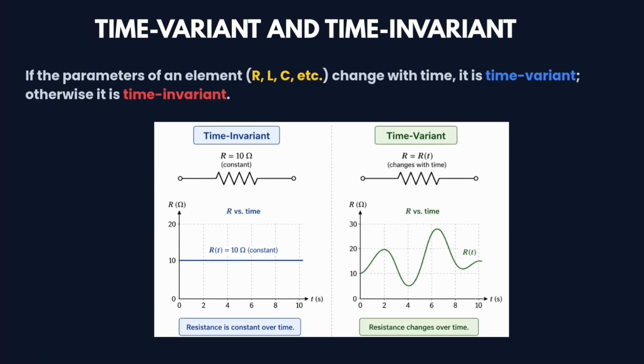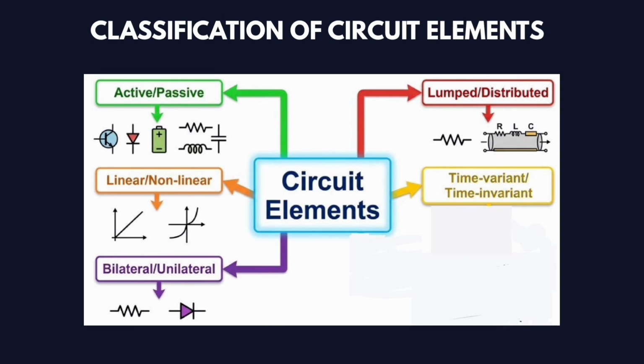Time variant and time invariant elements. If the parameters of an element remain constant with time, it is called time invariant. For example, if a resistor maintains the same resistance value over time, it is time invariant. If the parameters such as resistance, inductance, or capacitance change with time, the element is called time variant. These classifications help us understand how different circuit elements behave, and this forms the foundation for circuit analysis.